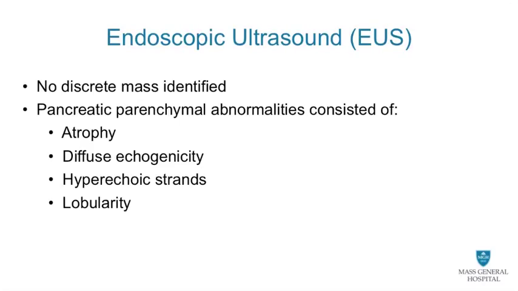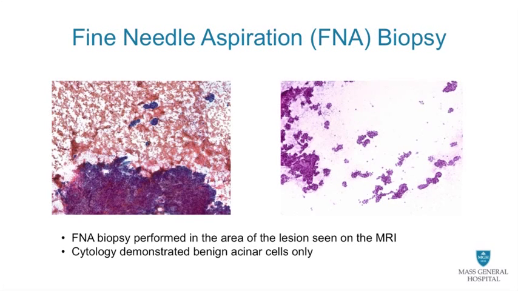The pancreatic parenchymal abnormalities consisted of atrophy, diffuse echogenicity, hyperechoic strands, and lobularity. There was no mass identified either externally next to the cystic wall or internally within the cyst. A fine needle aspirate was performed in the area of the lesion seen on the MRI. The cytology demonstrated benign acinar cells only. No malignant or atypical cells were identified. Mucin was also extracted from the cyst.